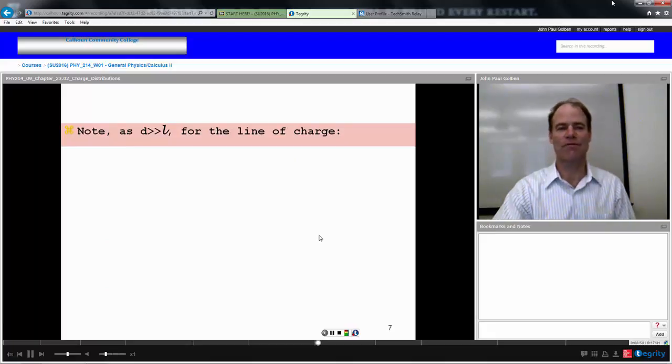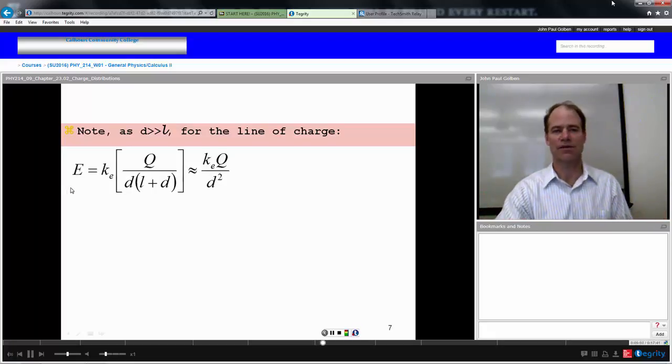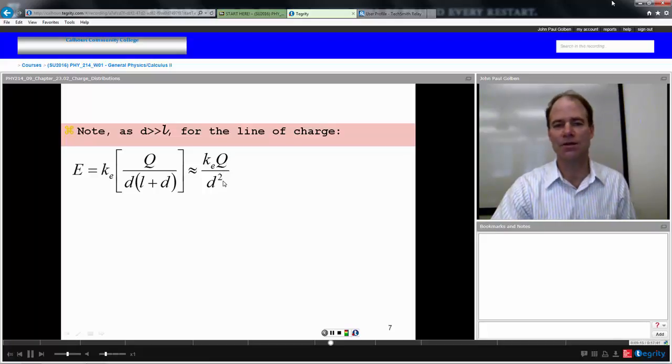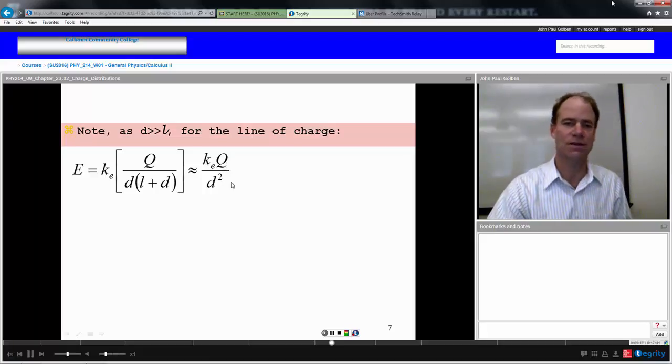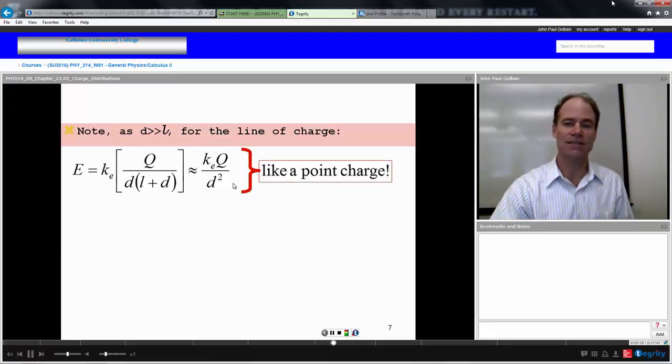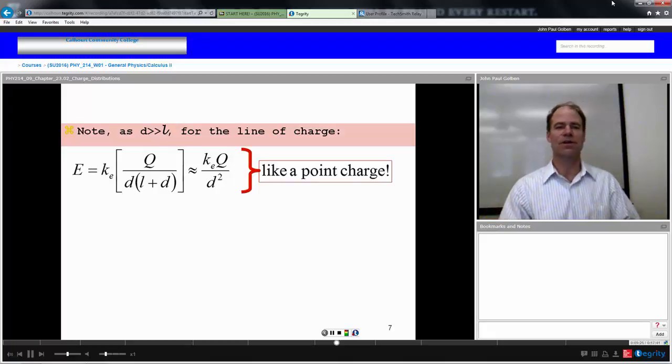Note, if we're far away from the line of charge, in other words, if our distance d is much greater than the length of the line of charge itself, in our first expression for the line of charge, if d is much bigger than L, then L is insignificant in the denominator here, and we will get that our E field will approach kq over d squared, d being our distance from the line of charge. And that is just the value of the E field of a point charge if you're a distance d away. So if we get really far away from the line of charge, it starts looking like a point charge.